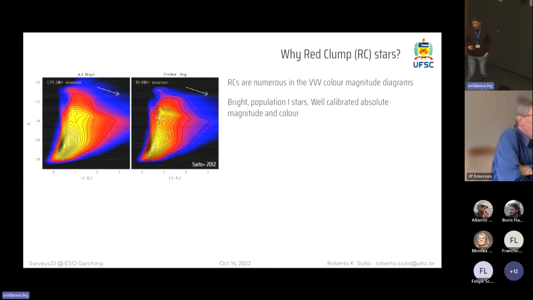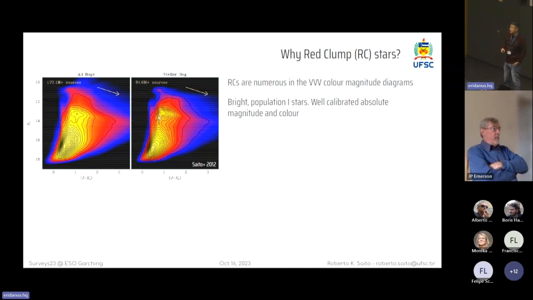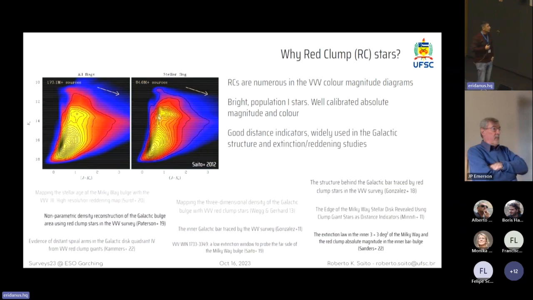So why red clump stars? Since our first analysis of the VVV data, the presence of the red clump in our data was very clear, and red clumps can be used as distance indicators. They are very numerous, bright population one stars. So in the last decades, you see a lot of works using those stars as distance indicators, not only by our team, not only using VVV data, but using different data.